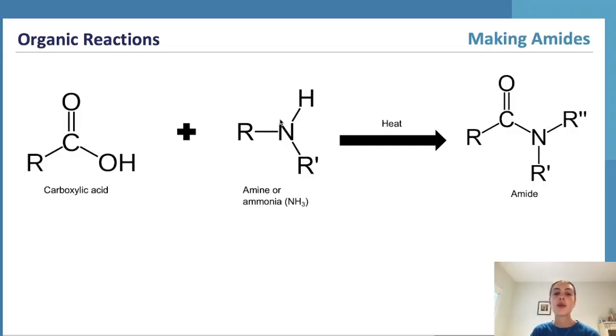And as we can see, we've removed a hydrogen from the amine or the ammonia molecule, and we've removed the hydroxyl group from the carboxylic acid molecule. And so that leaves us with a byproduct of water in this reaction. This reaction is also reversible. In the forward direction it's a condensation reaction. We can reverse the reaction as a hydrolysis reaction, so we can add water and an amide in order to form either ammonia or an amine and a carboxylic acid.